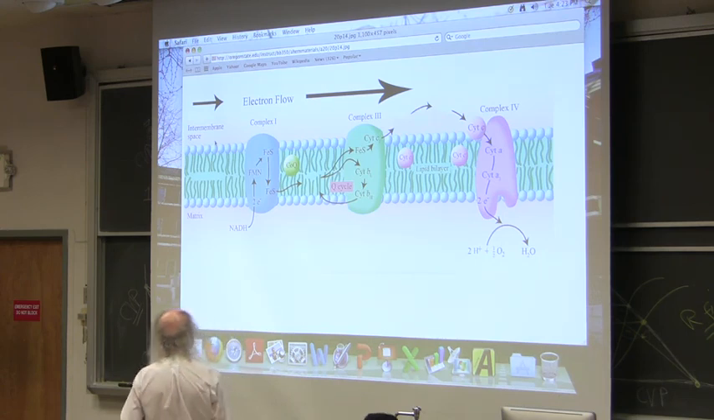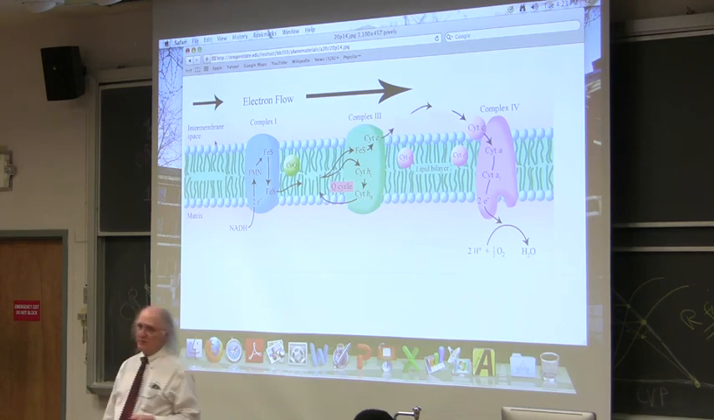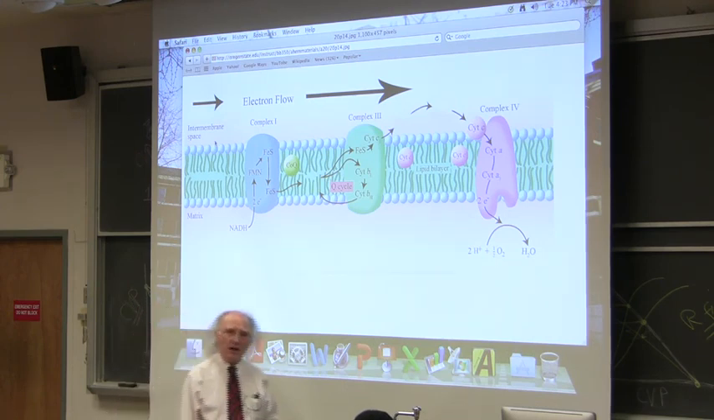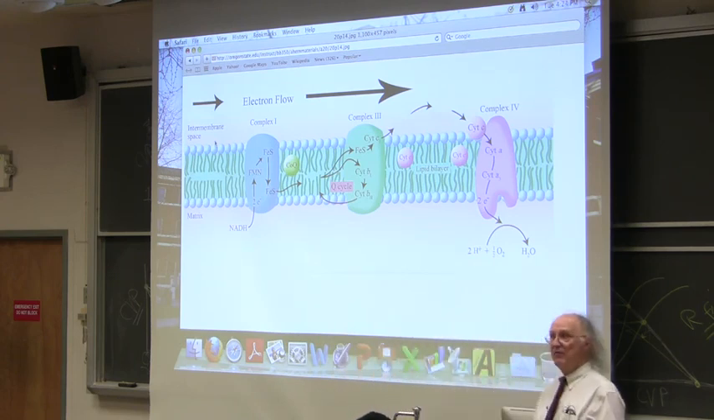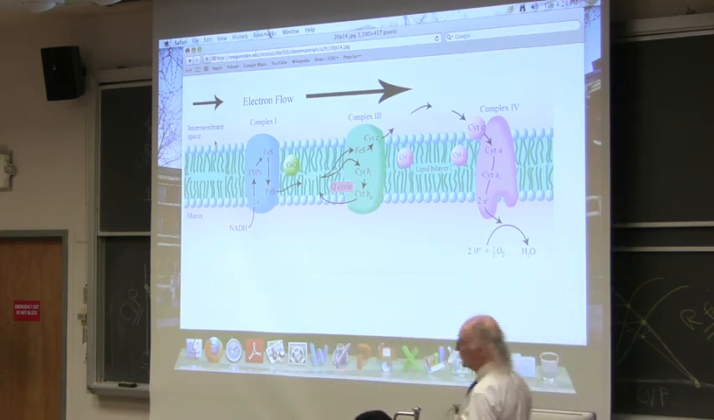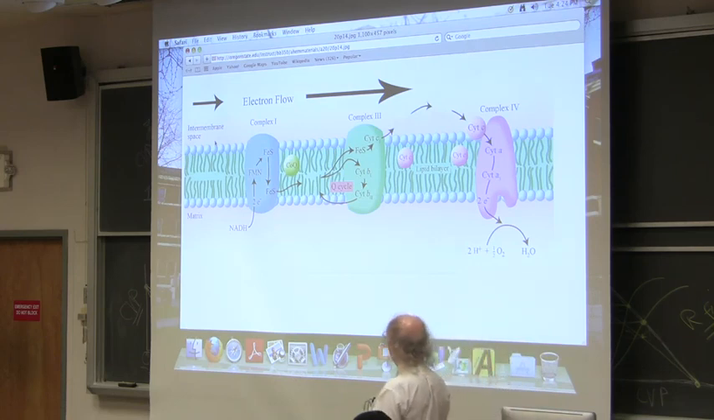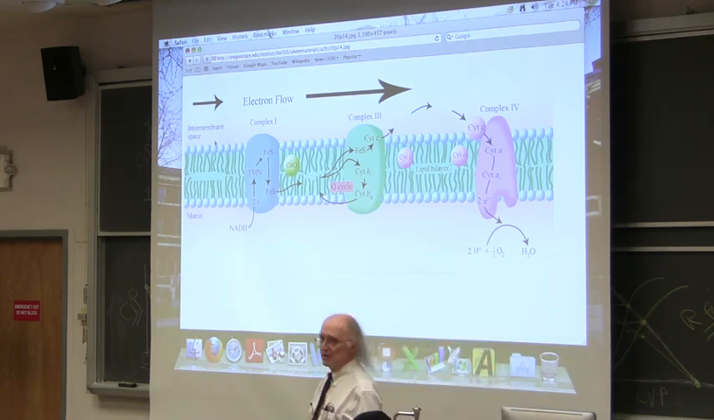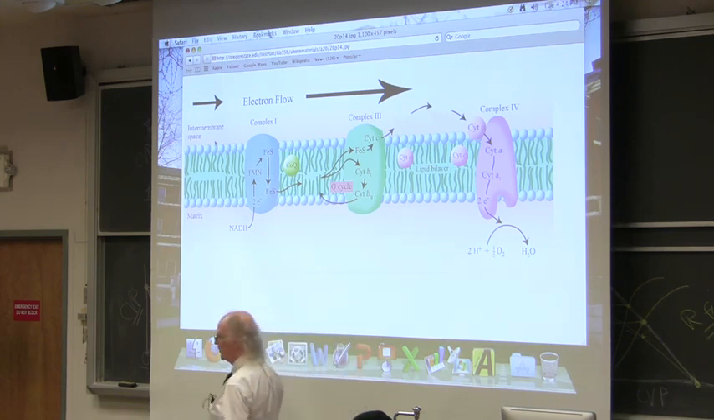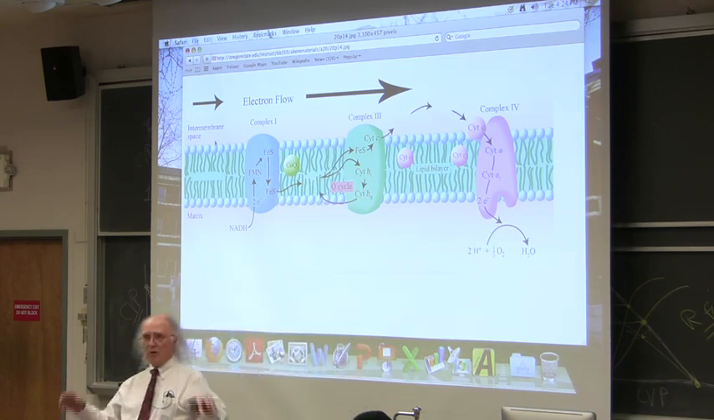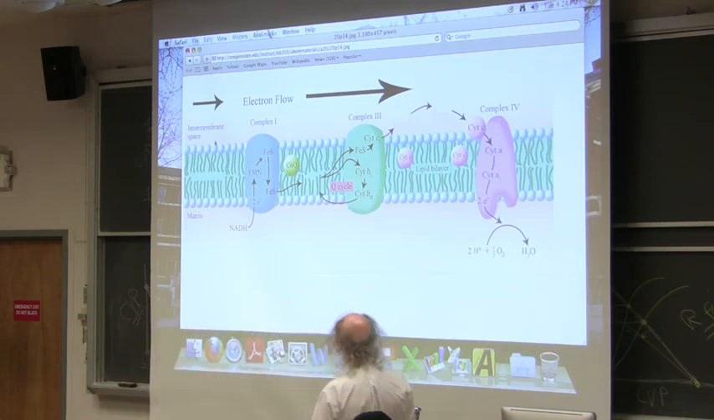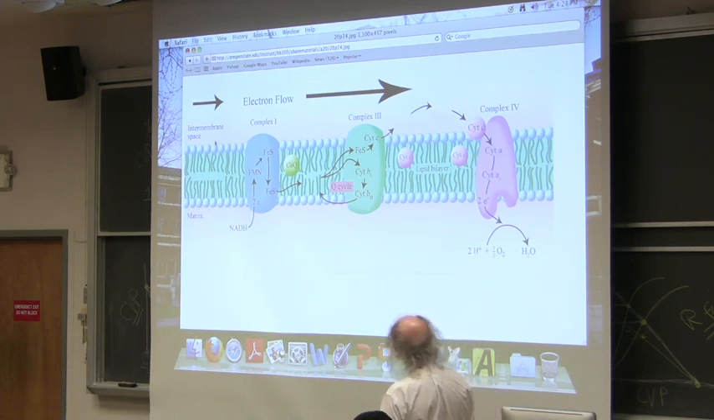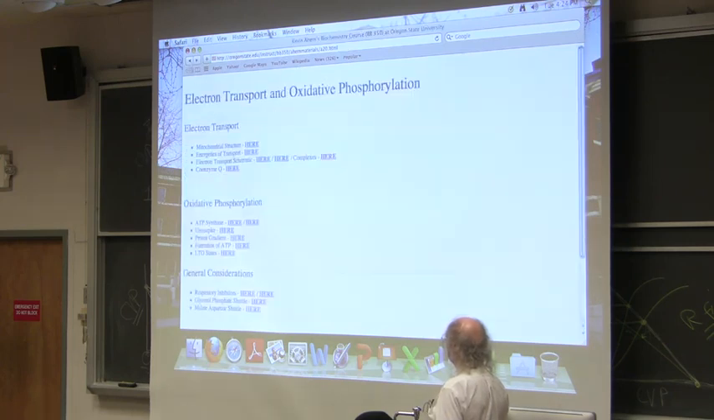Now this process that you see on the screen is interesting because it's conserved across almost all living cells. This is a very, very efficient way to make ATP. Bacteria have versions of this in their membranes just like we do. Bacteria don't have mitochondria, but they use their whole cell like it's a mitochondrion. All right, so that's electron transport.